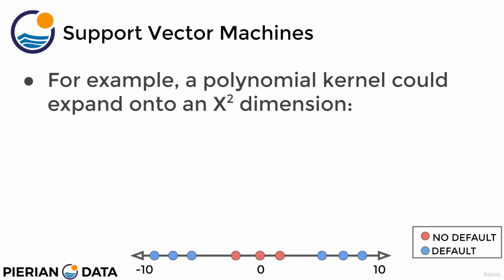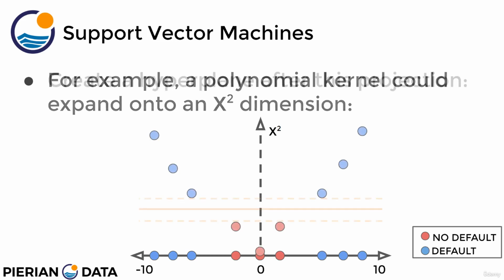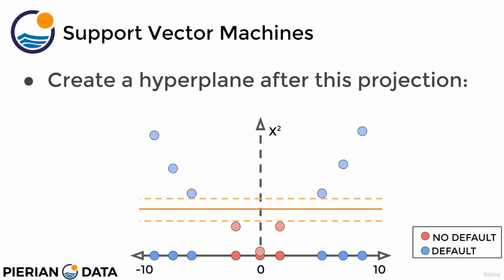So if we imagine that maybe the noDefault feature value is centered around 0, and people with very large negative feature values are going to default on their loan, if we were to take these original points and project them using this polynomial kernel of x squared, we would get something that looks like this. Now, we could create a hyperplane, again using margins, and even incorporating soft margins onto this projection, after we perform this transformation.